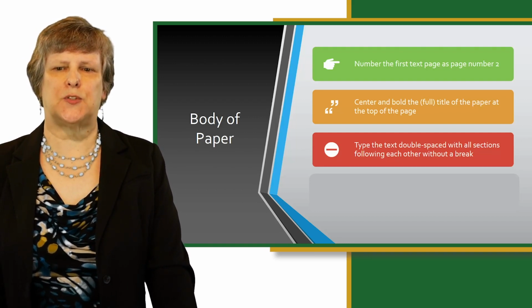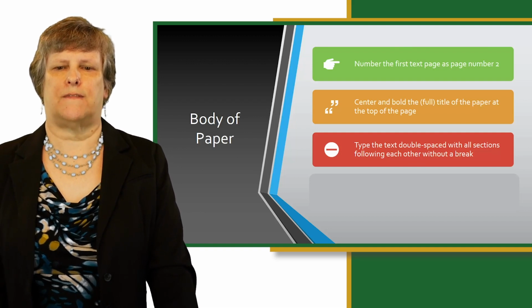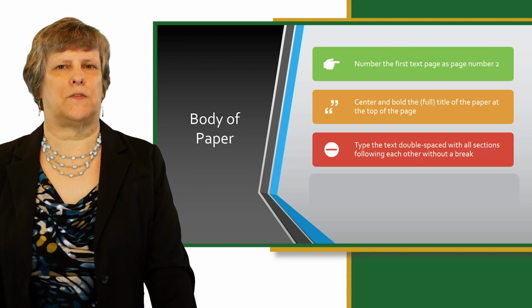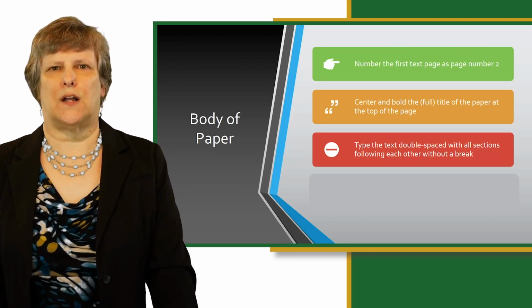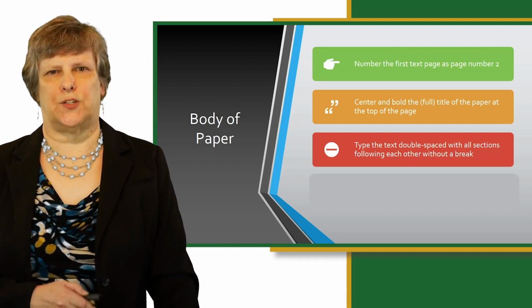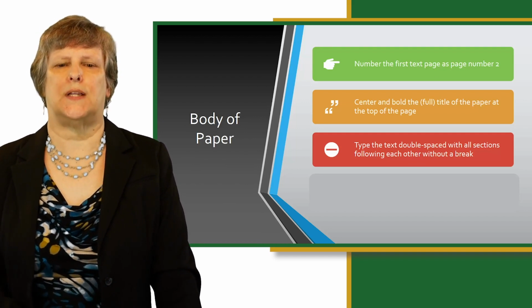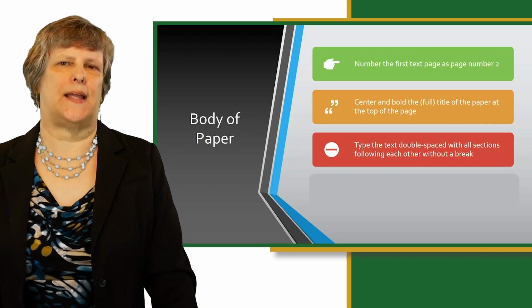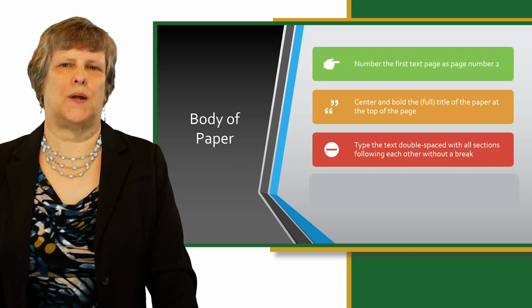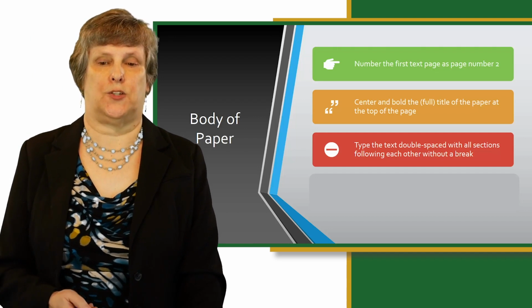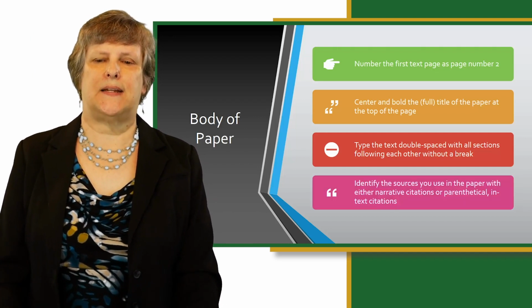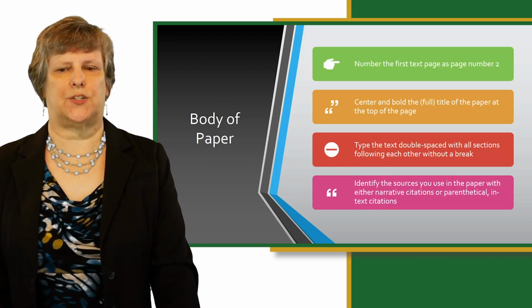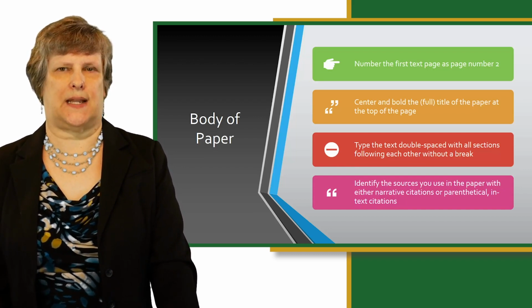Type the text double-spaced with all sections following each other without a break. So if you have different sections of your paper, different headers, do not start a level 1 header on a new page. It just flows wherever it follows in the paper. Please watch out for widows and orphans. That's if you have a header at the bottom of the page, but the paragraph doesn't start until the next page. Don't do that.